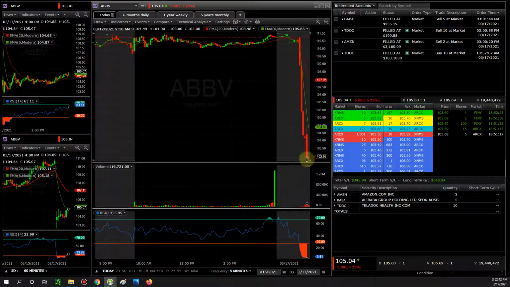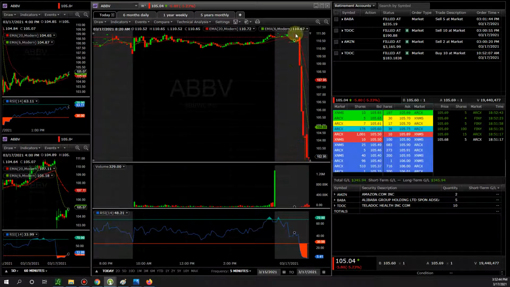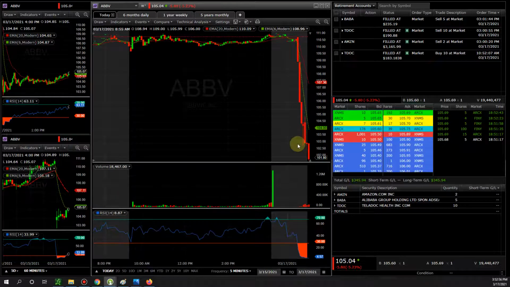Now here, it just takes a break. I mean, it just falls like crazy. Now the whole 5 minutes, it's not even moving. It's just taking a break. That doesn't mean it's a reversal or going back up. And another candle, and it still falls right here.